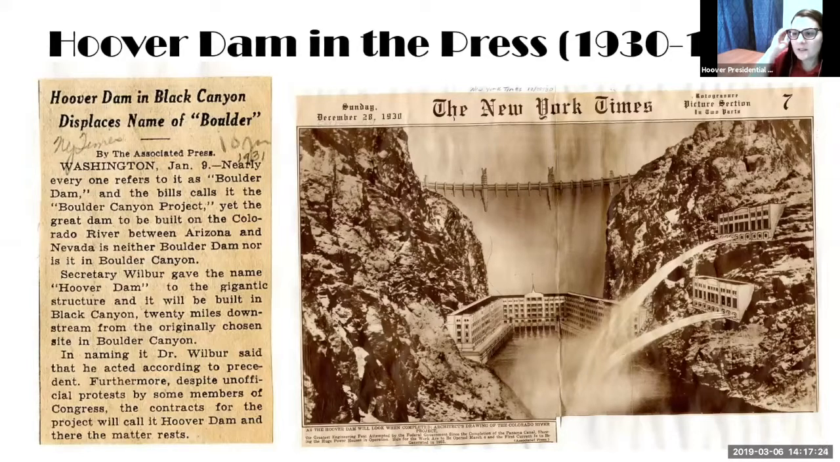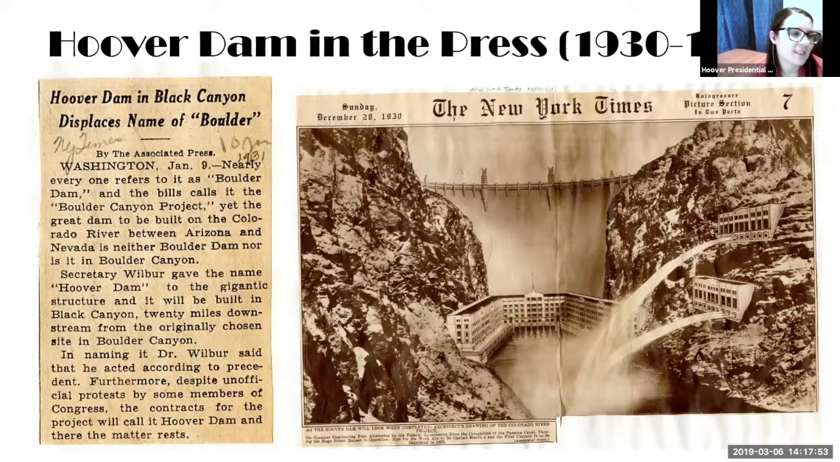So this is the Hoover Dam as it's starting to crop up in the press, and they're starting to tell the public about it. And I love this New York Times cover because it's the artist rendition of what the Hoover Dam is going to look like. And there was a lot of stock placed into how pretty it was because this was the 30s and there was beautiful Art Deco architecture, which was definitely built into the Hoover Dam.